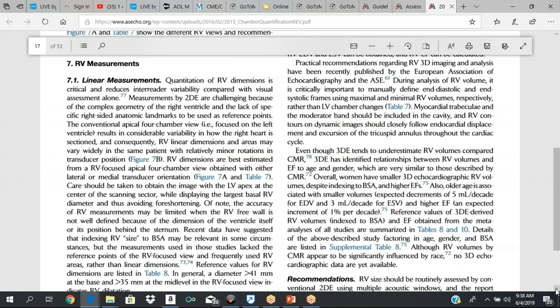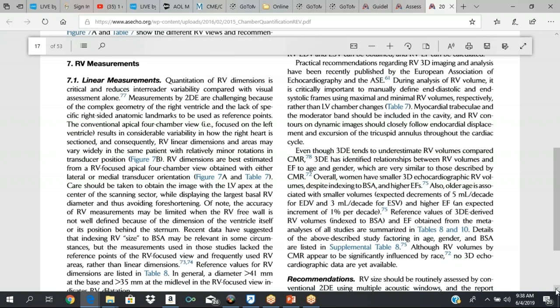transducer position. So what they're saying is that, if you do your typical apical four-chamber view where you concentrate more on the left side, if you do measurements based on that, just slightly rotating or moving the probe, you can get huge variation in measurements, which is not good.